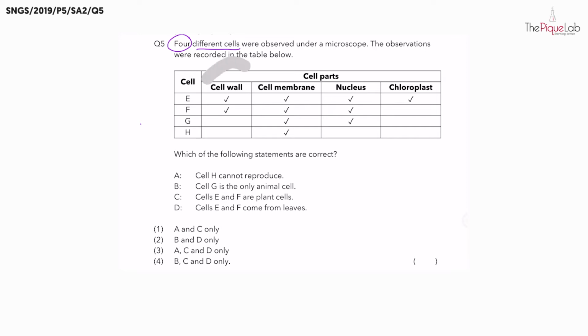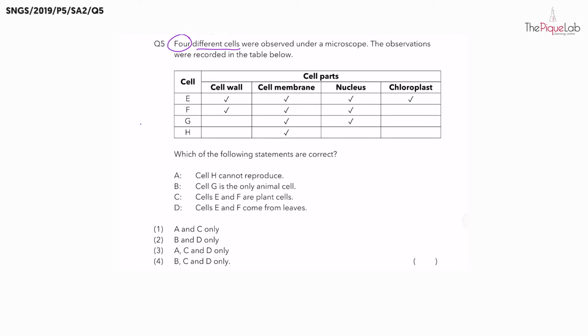Let's take a look at the first column here, the cell wall. Now, what is the function of the cell wall? The cell wall helps to give the cell a regular shape. And which cell is the cell wall found in? Plant cells or animal cells? The cell wall is found in plant cells.